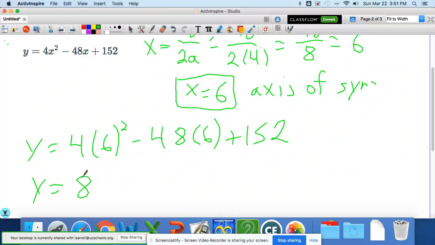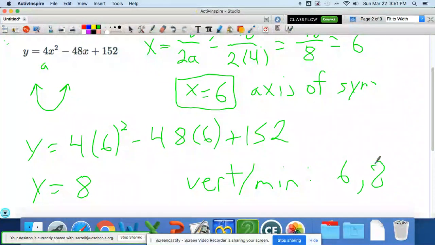Well, if we have two values, x and y, we know that tells us our vertex. Let's be a little more specific though, a little quick review. If this is a positive a value, we know that it opens upwards, so we can actually call that vertex a minimum, and we know that minimum is (6, 8), because every point is made up of an x and y value.